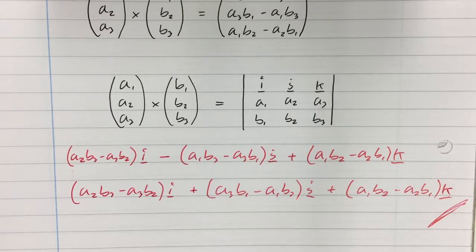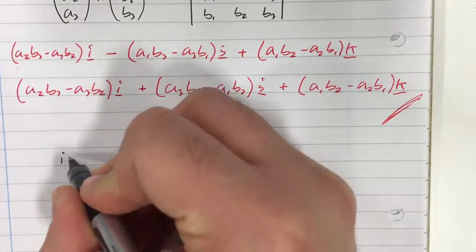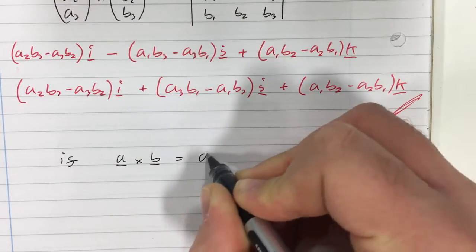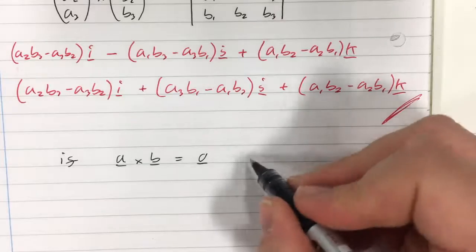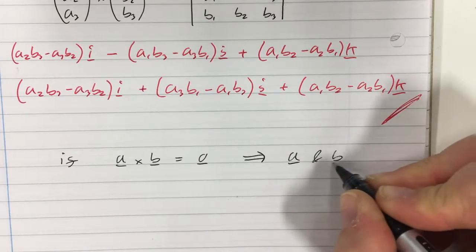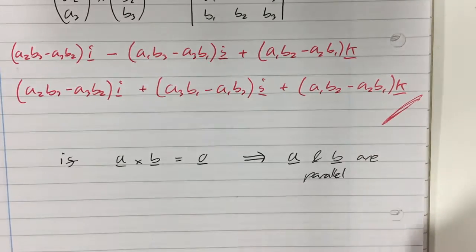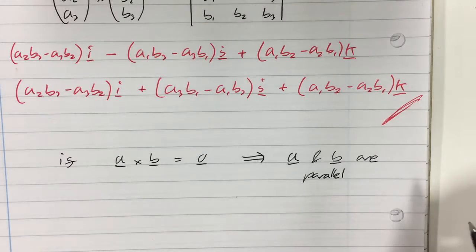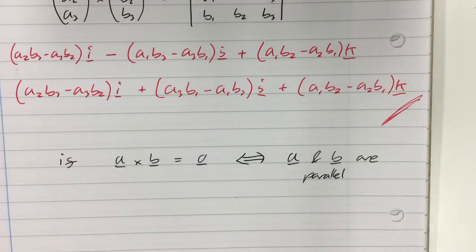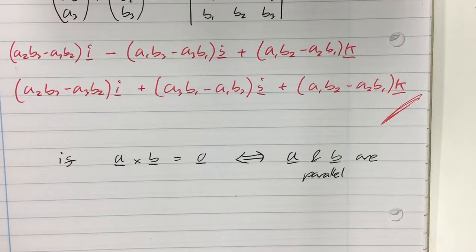Another thing to note with the cross product, if A cross B equals the 0 vector, then this implies that A and B are parallel. Converse is also true. I'm not going to prove this. I might prove it in a later video, but I'm not going to prove it today. If A and B are parallel, then that means that the cross product of those two will be the zero vector.